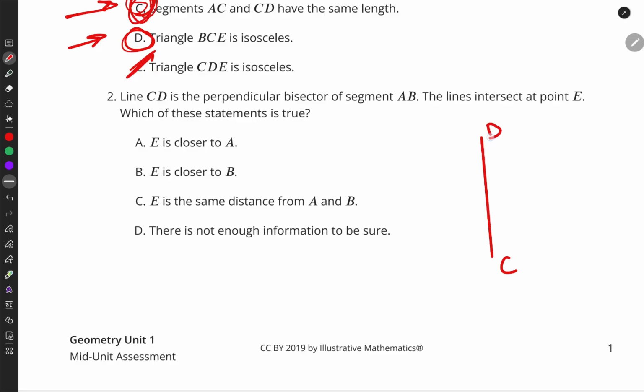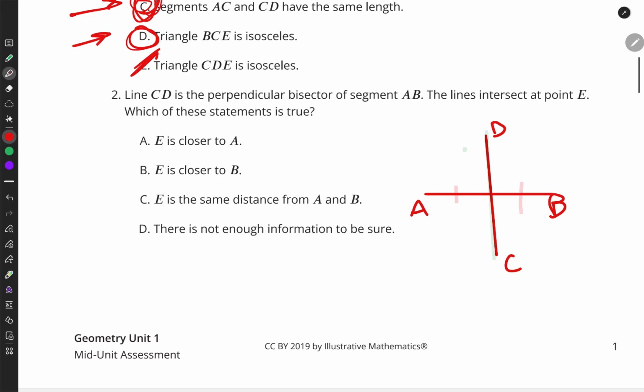CD. This line is the perpendicular bisector of a line segment called AB. So where would that be? Just draw it here. So this is A and B. Let's call this a green line. This green line is the bisector. That means it cut this AB into two congruent parts, and this is perpendicular, right? It's a perpendicular bisector.